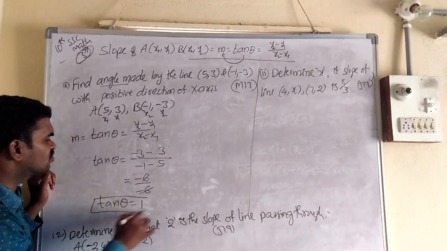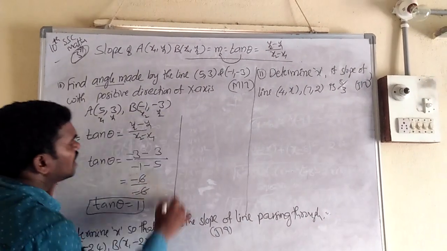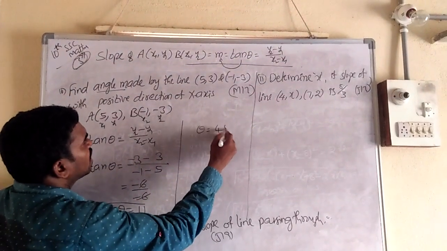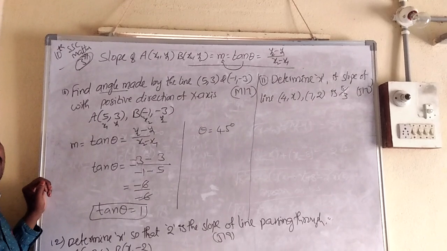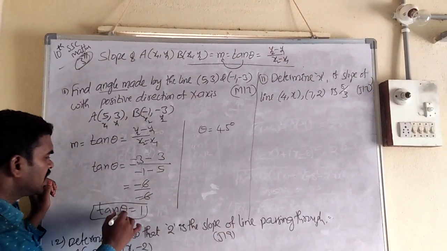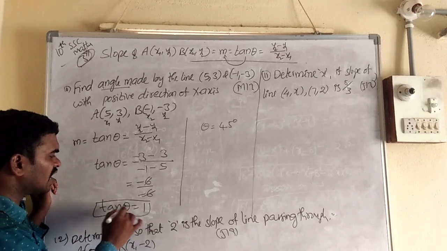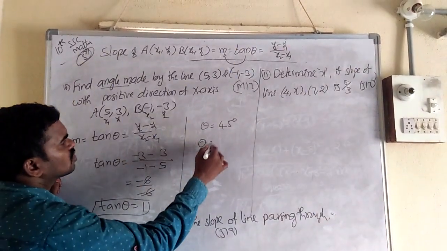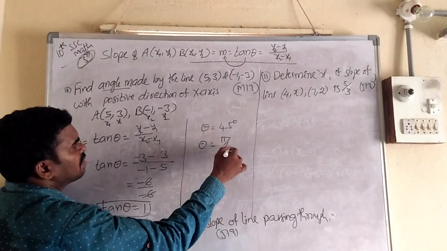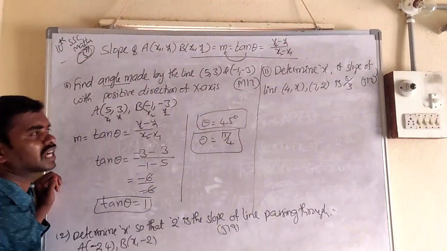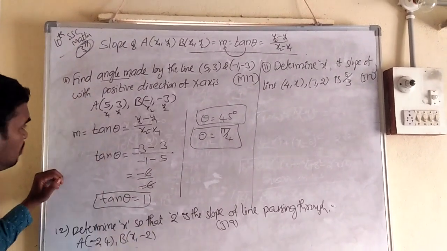When tan value is 1, theta equals 45 degrees, because tan 45 is 1. So theta value becomes 45. If it is 45, then only tan 45 is 1. Okay? So this is the answer. In radians, we can write 5 by 4. Anything is the correct answer. This is a 2 marks question.